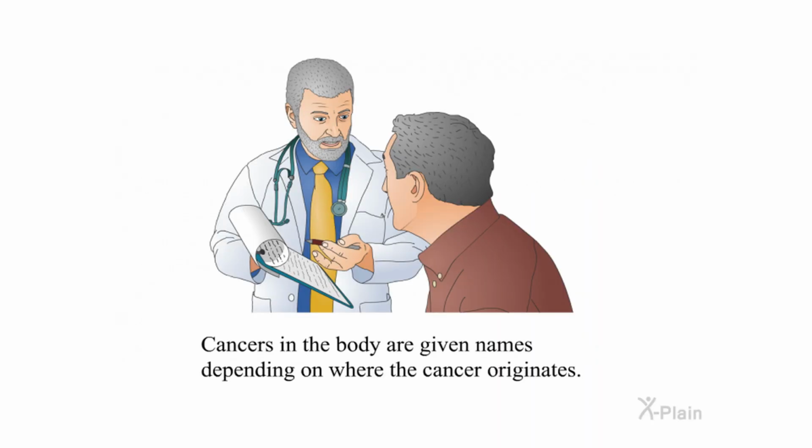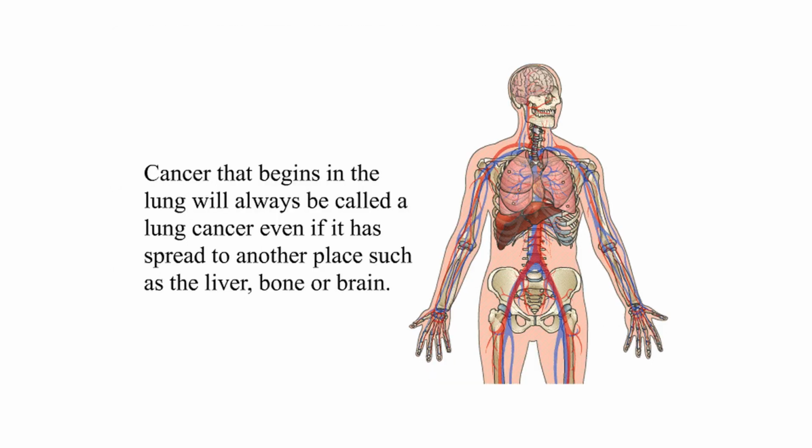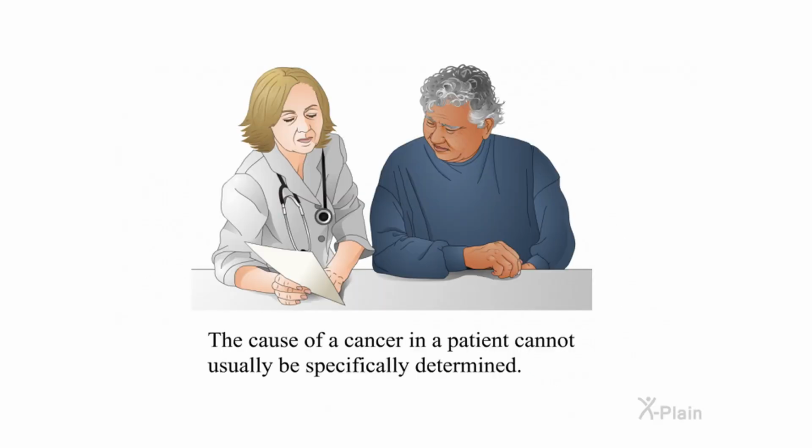Cancers in the body are given names depending on where the cancer originates. Cancer that begins in the lung will always be called a lung cancer even if it has spread to another place such as the liver, bone, or brain. The cause of a cancer in a patient cannot usually be specifically determined.